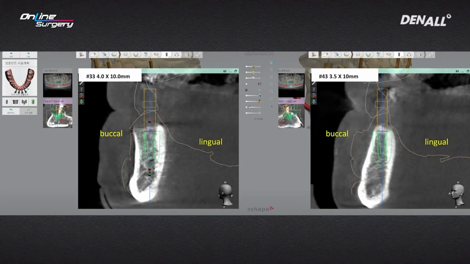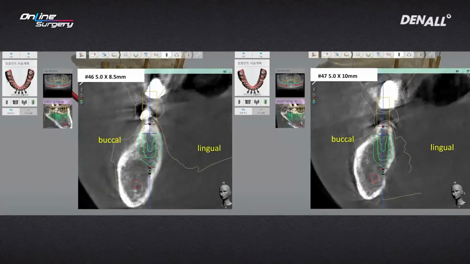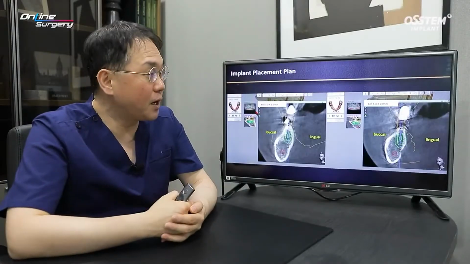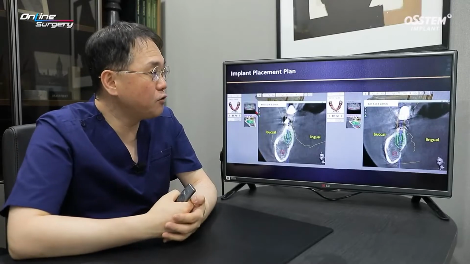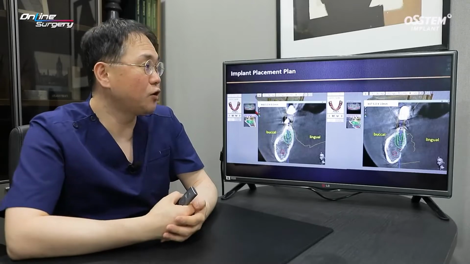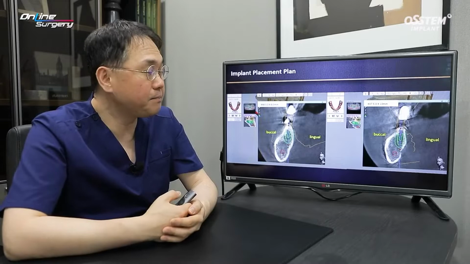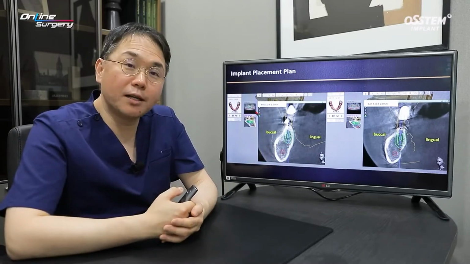This is number 33 and number 43, and this is for number 44 and 45. Unlike the premolar and canine area, in 47 and 46, the bone quality looks very bad. Number 46 doesn't look very bad, but number 47 looks very unfavorable. Even if it's a lower molar, if it does not get functional load from the antagonist, the alveolar bone as well as the trabecular bone becomes resorbed. I anticipate very soft bone, especially in the case of number 47 and 46.